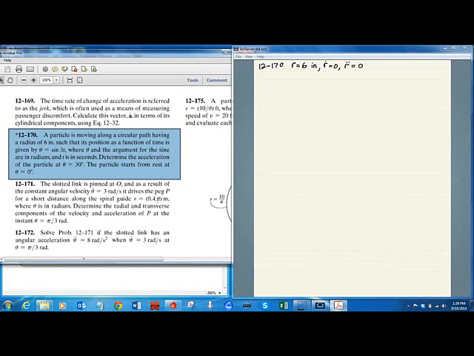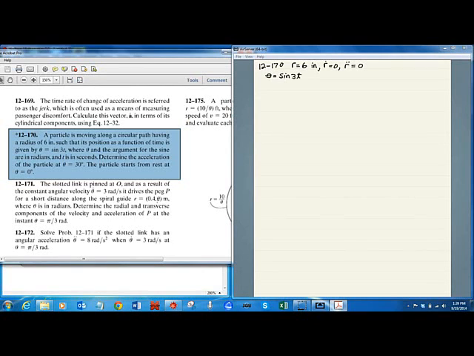The next thing that I know is they tell me something about the angle theta. So for example, they tell me that theta, which is in radians, is equal to the sine of 3t, and the 3 would be in radians per second.